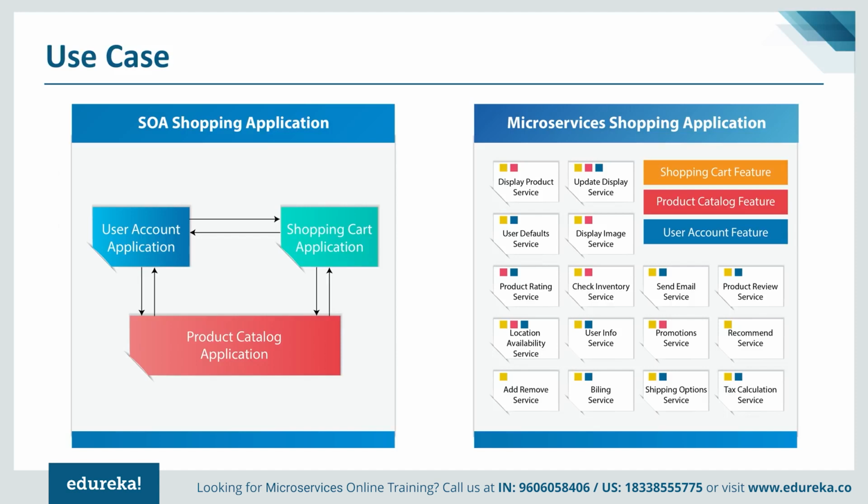Now, this was a use case where the microservices shopping application was better. But then there are also times when an SOA shopping application is better for you. So this was a classic use case of where a microservice shopping application is the best fit. But let's see a use case where an SOA type of shopping application and the SOA architecture comes out better. And that example is when your product is not actually that big.